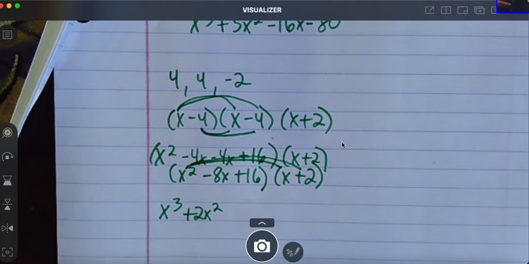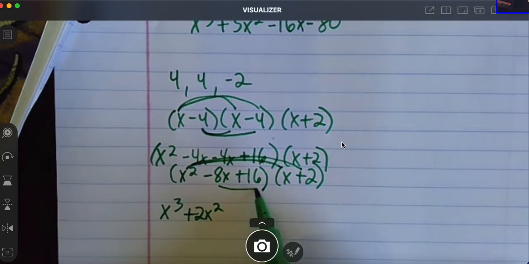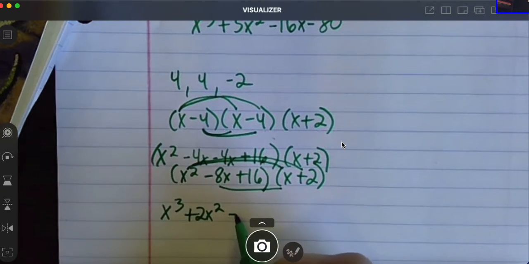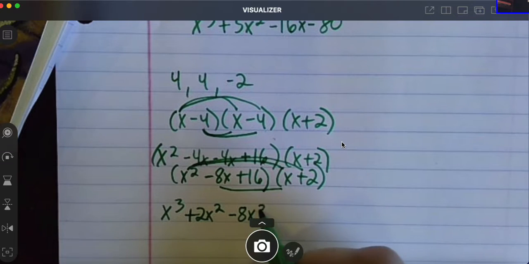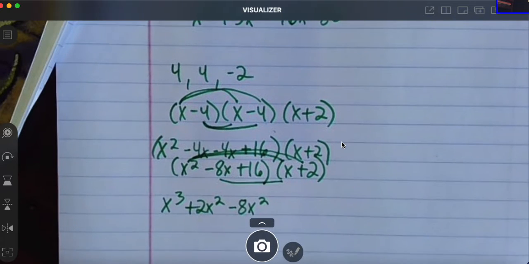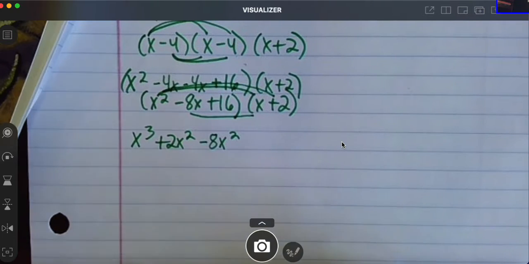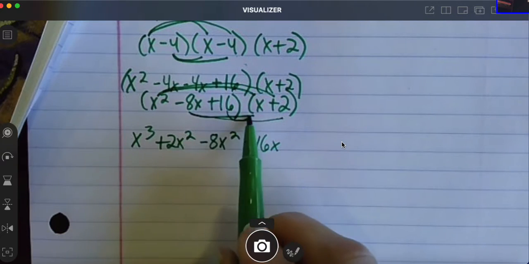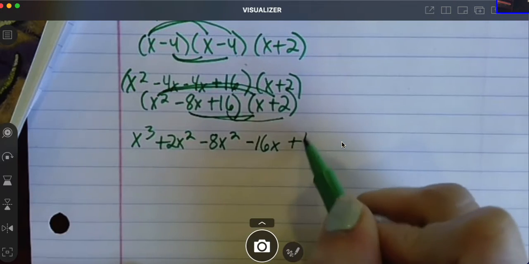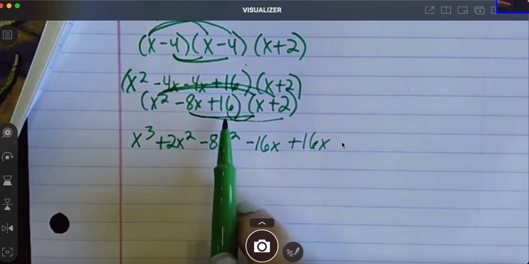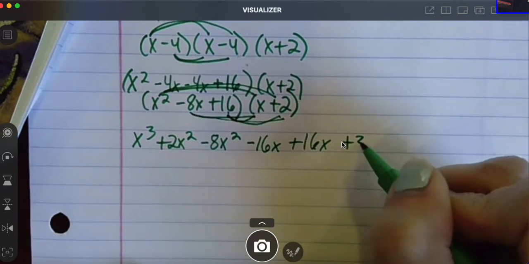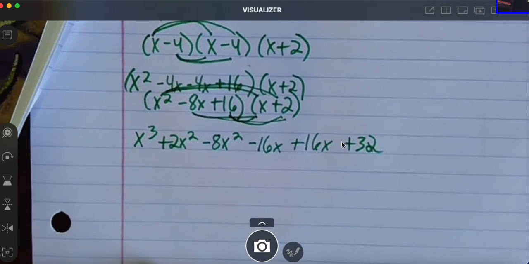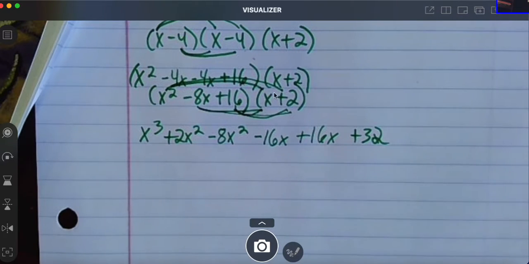Now, let me go to my next one. -8x times x is negative 8x squared. 2 x's, right? So I put x squared. And then -8x times 2 is -16x. And what's 16 times x? 16x. There was no other x. And then 16 times 2, plus 32. Oops, I almost put an x. Plus 32. So now I would just combine, are there any like terms?